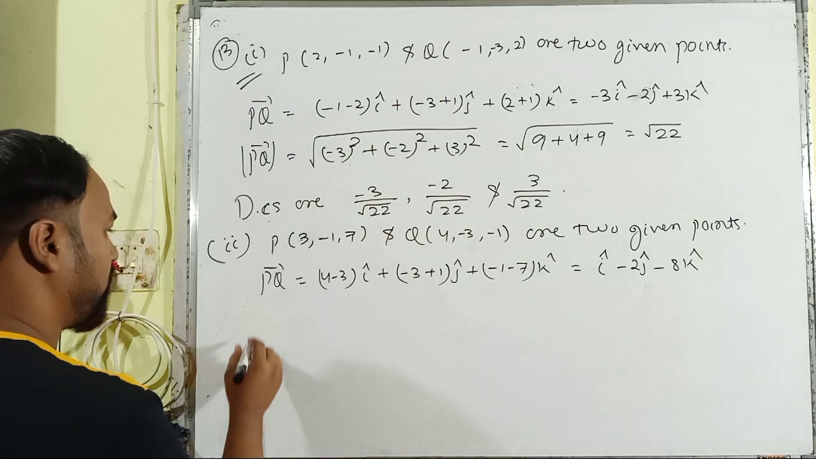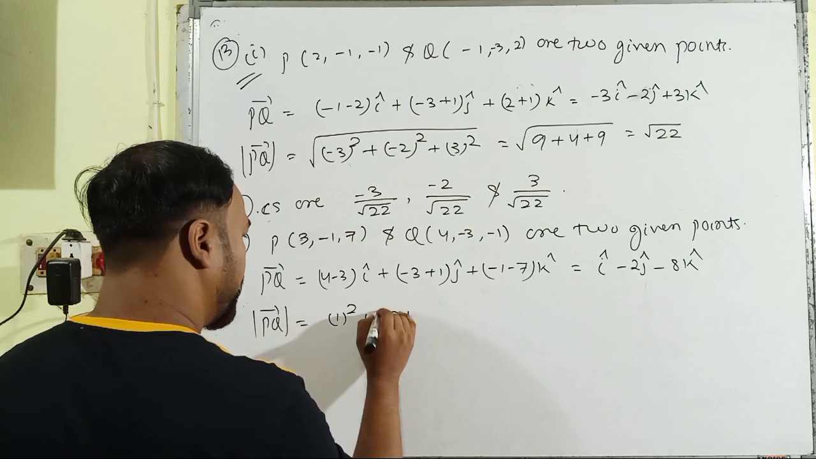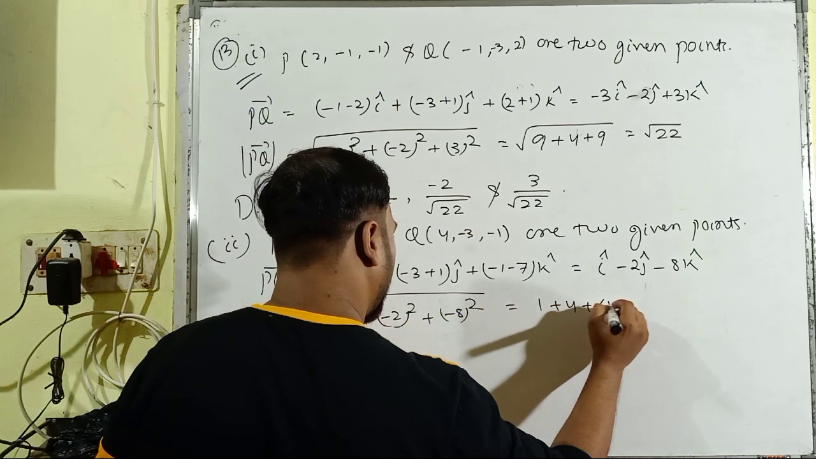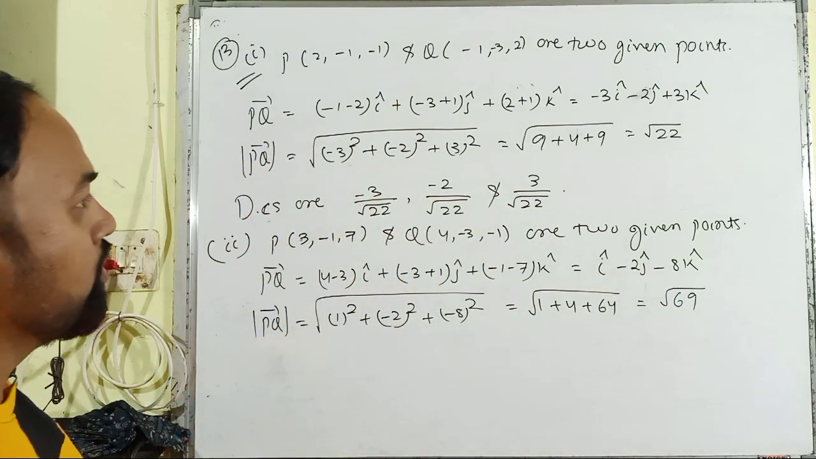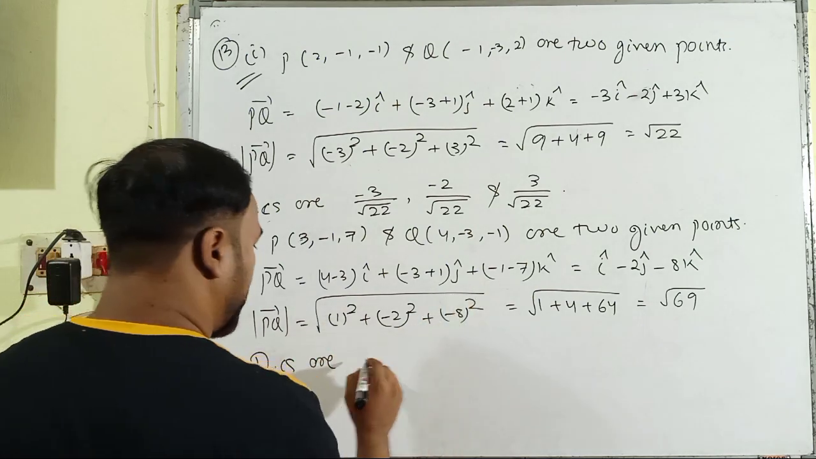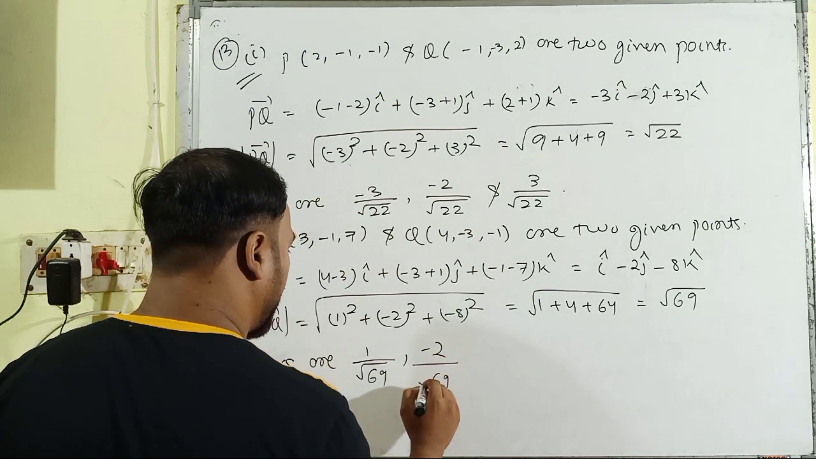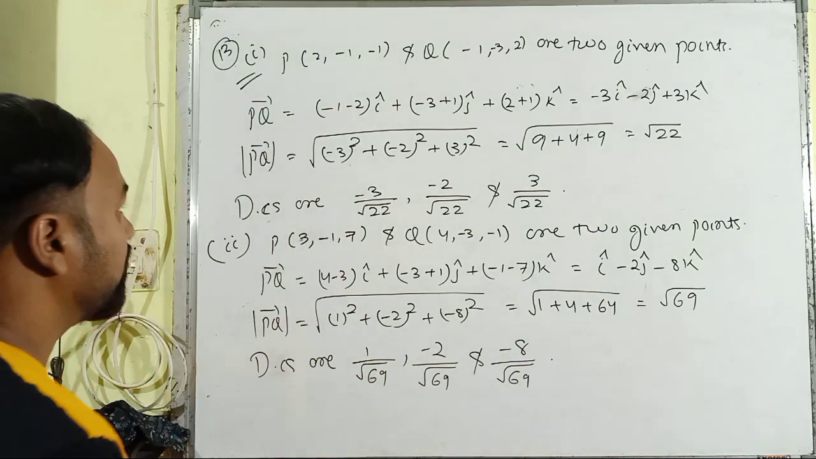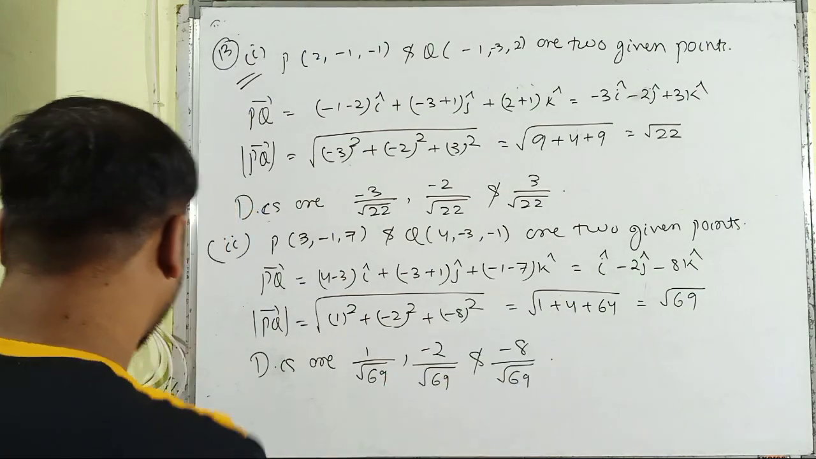Then magnitude of the PQ vector, here it is, and it is the square root of 69. Then we have to find out the direction cosines. So the direction cosines are: the first one is 1 upon square root of 69, then the second one is -2 upon square root of 69, and -8 upon square root of 69. So this is all about the complete solution of number 13. Then let us move towards number 14.